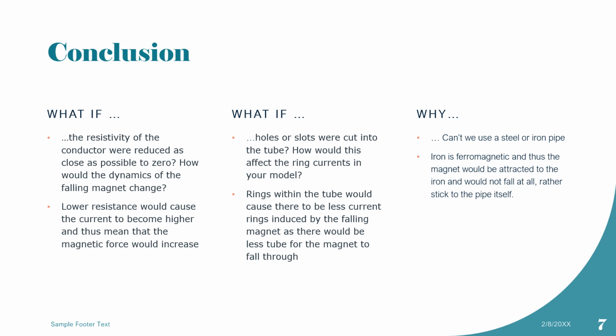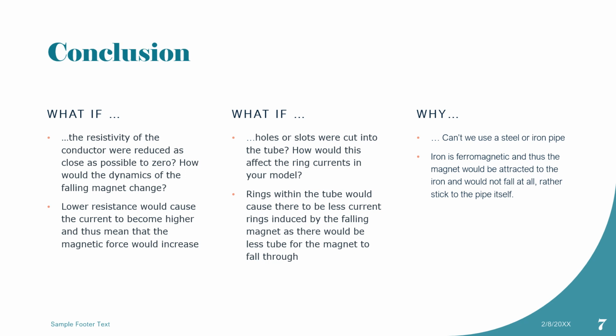But the conclusion is here: what if the resistivity of the conductor was decreased to as close to 0 as possible? Lower resistance causes the current to become higher, and thus that means the magnetic force increases. What if there were holes and slots cut into the tube? Basically, if you cut out the tube, you cut out parts of the loop. And less tube means less rings of current. Less rings of current means less magnetic force.